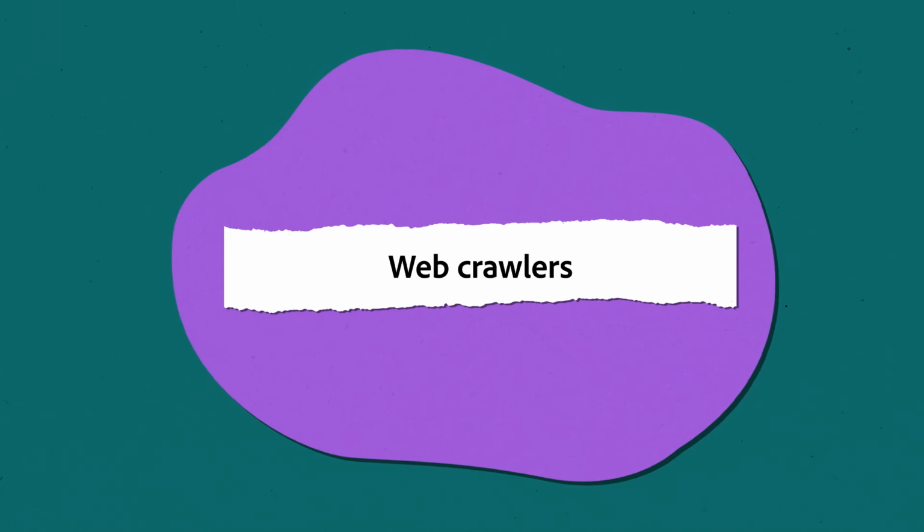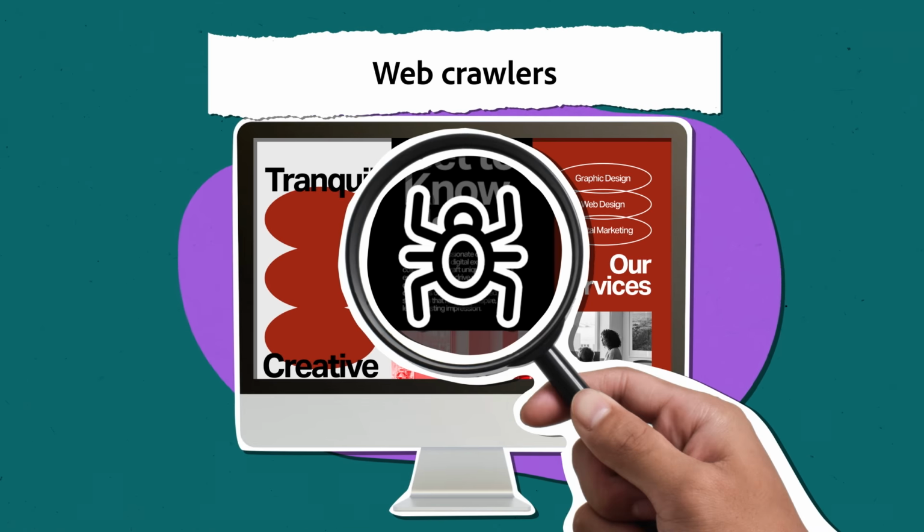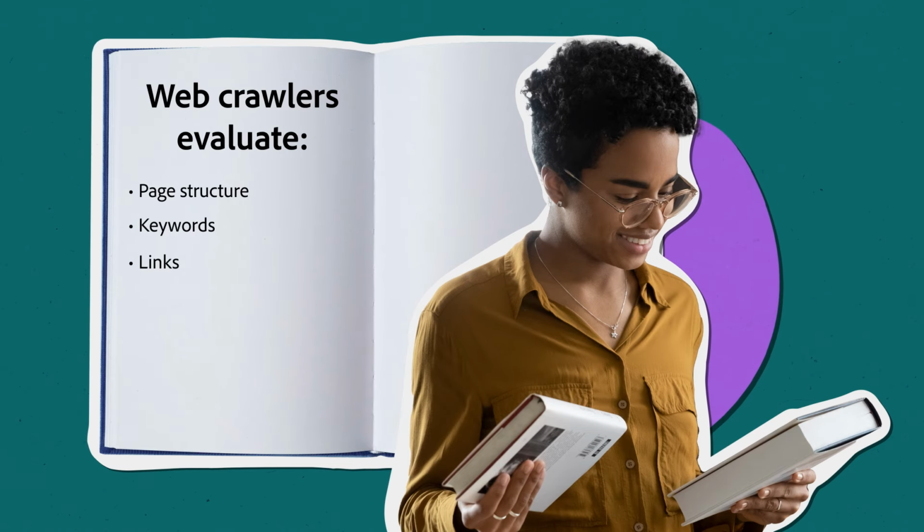But how do search engines find your content in the first place? Enter web crawlers. Web crawlers, also called spiders, are automated bots that scan and index the content on your website. They evaluate things like page structure, keywords, and links. Think of them as librarians cataloging books so readers can easily find what they need. If your site isn't properly optimized, these crawlers might miss important details, which means your content could end up buried in search results.